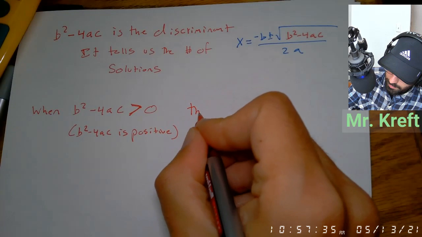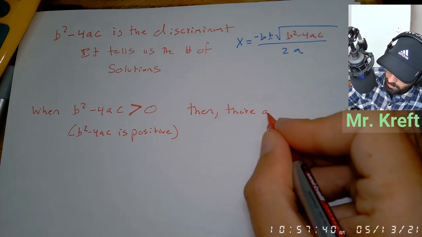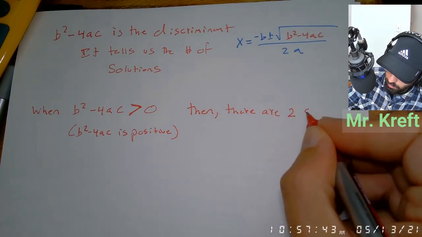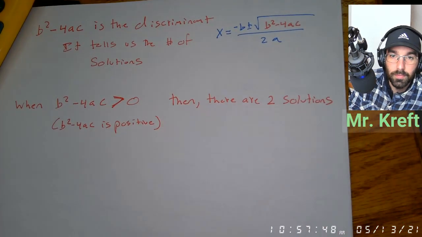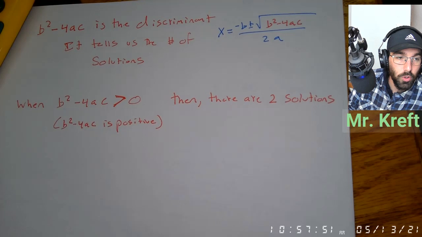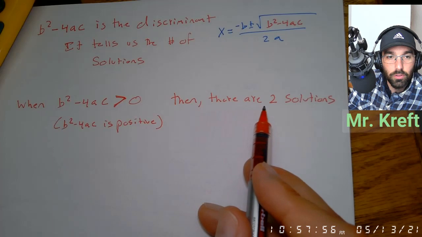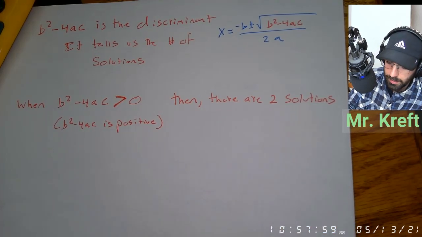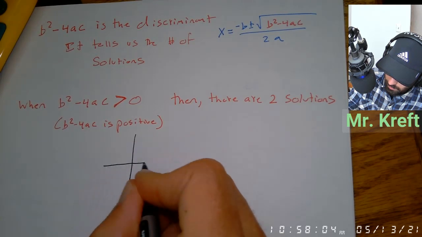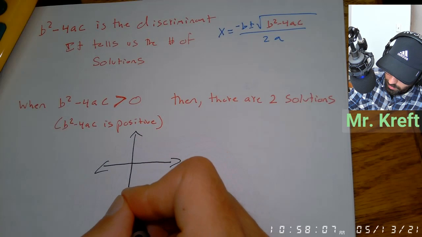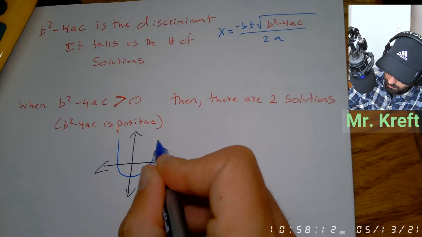Then there are two solutions. So when b squared minus 4ac is greater than 0, then there are two solutions. I'm going to draw a picture with this again, just a little coordinate system. It doesn't have to look nice. That means it looks like this.